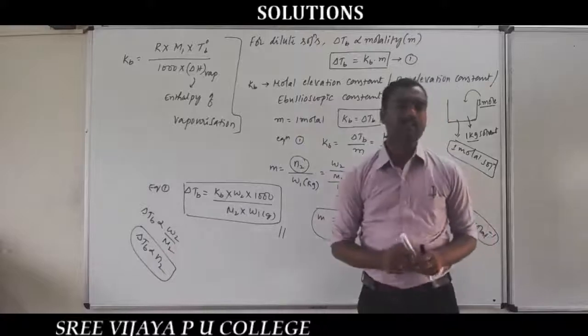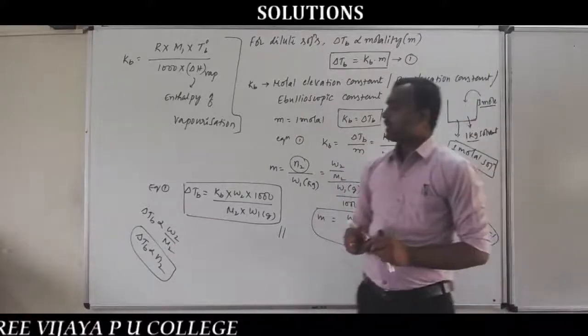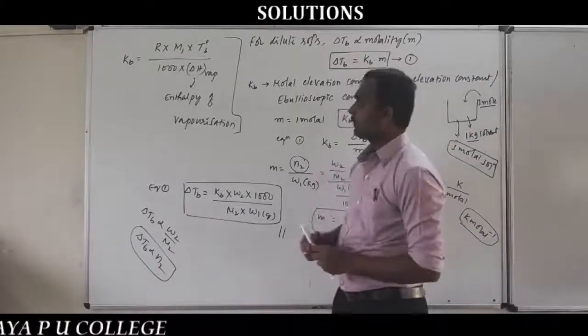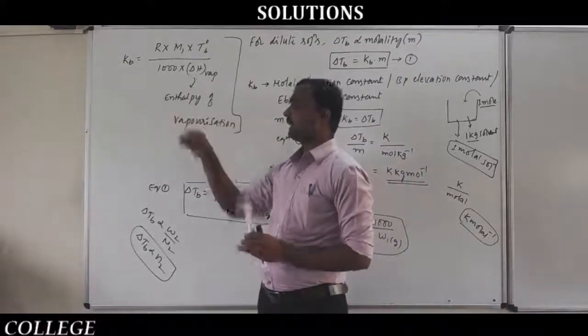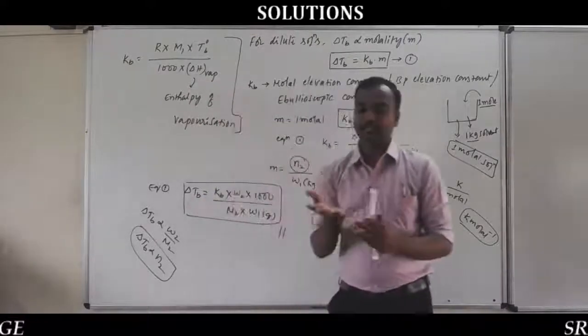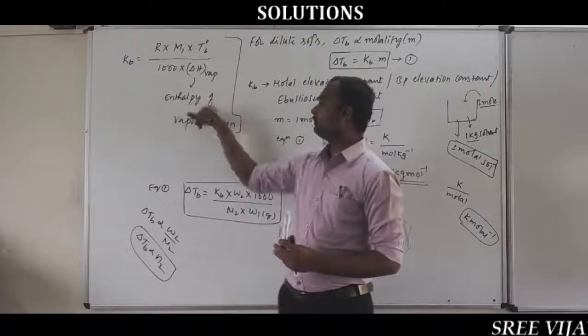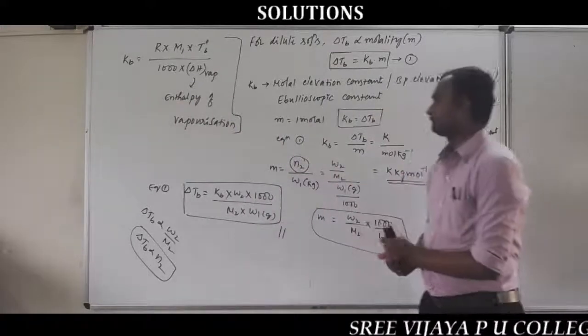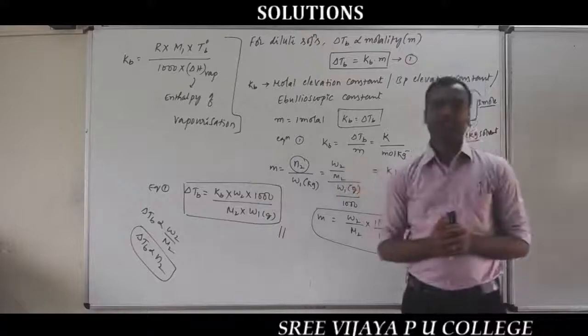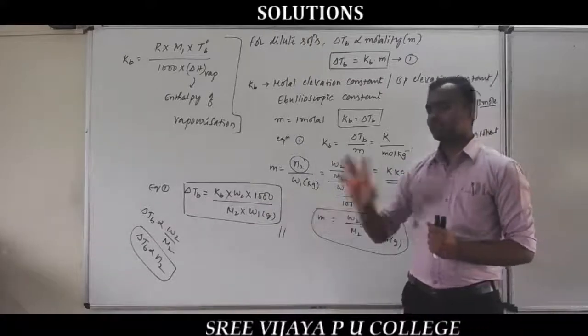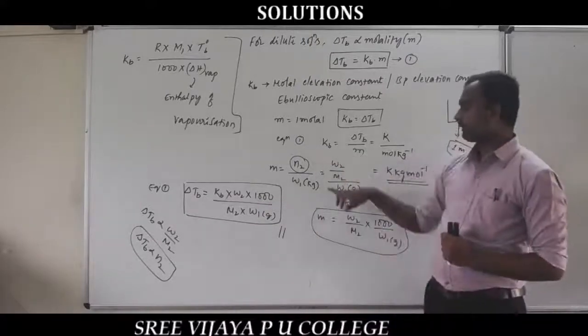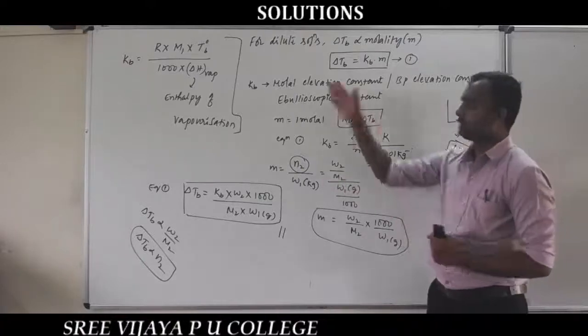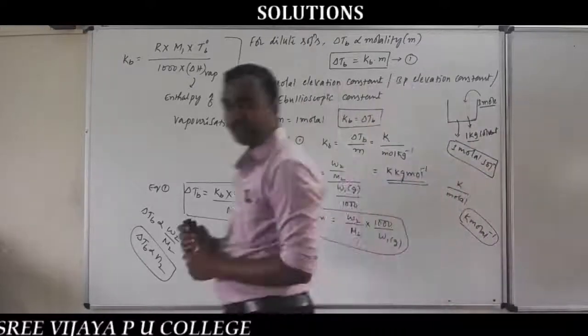M1, capital M1, is the molar mass of solvent, T0 is the boiling point of pure solvent, and delta H vaporization, because vaporization is happening. When boiling, vapors keep coming. That is the enthalpy of vaporization. That is the equation to calculate Kb. So in this elevation of boiling point concept, problems are very important. What is the unit of Kb? They ask for the unit of Kb and ask you to define Kb, the ebullioscopic constant.